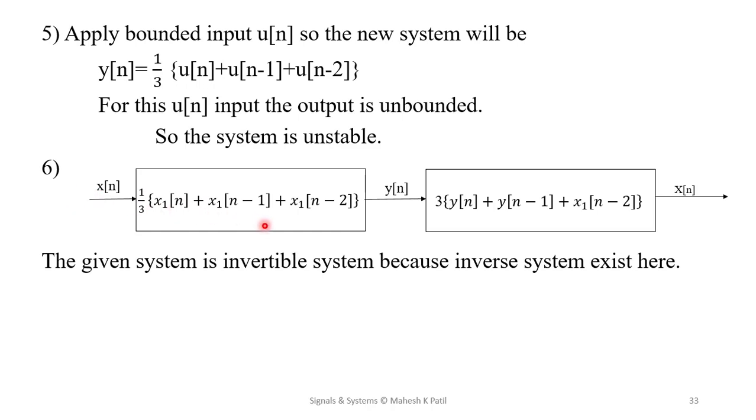Now we'll verify whether the given system is invertible or non-invertible. For the given system 1 by 3 in bracket x of n plus x of n minus 1 plus x of n minus 2, we'll find that an inverse system is possible. Therefore the given system is invertible, because an inverse system exists here. You can observe that inverse system here. So it is 3 of y of n plus y of n minus 1 plus x1 of n minus 2.